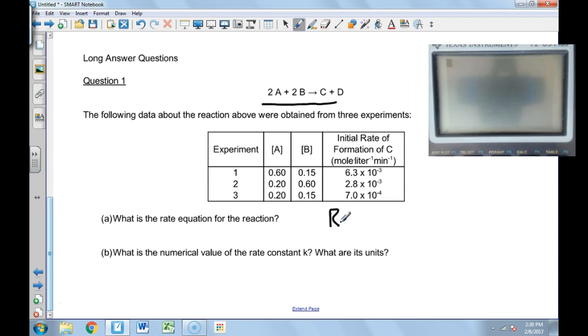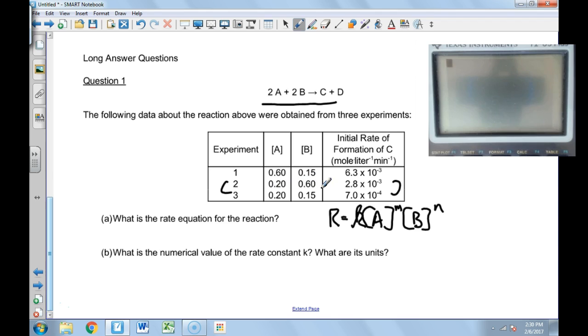So to determine the rate equation, we want to go R equals K, then A raised to some power M, B raised to some other power N. And in order to do that, we're going to compare reactions. Okay, so for this one, we're going to compare reactions 2 and 3.